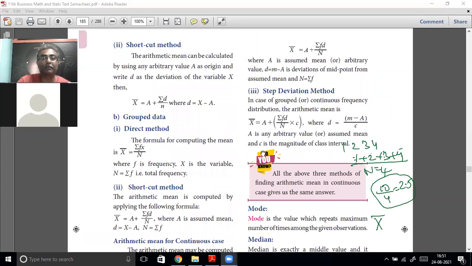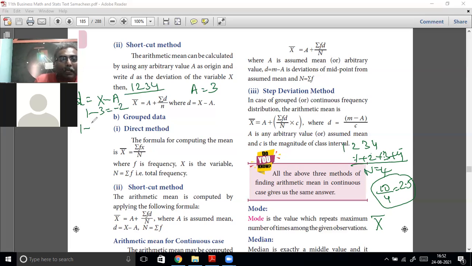Here the shortcut method is very important. Because in the shortcut method, in the arithmetic mean you will take a is equal to 3. Taking that, for 1, 2, 3, 4 you will say deviation is equal to x minus a. So 1 minus 3 will be minus 2. 2 minus 3, so minus 1. 3 minus 3 will be 0.